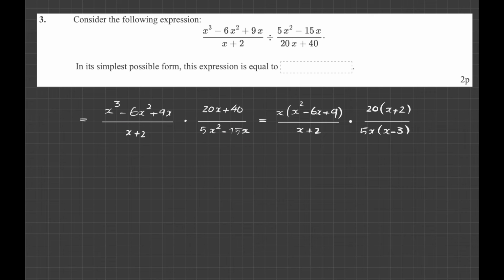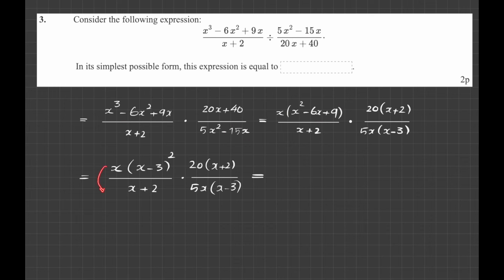But of course, be careful. This is still not fully factorized because that's a squaring rule. So let me just be patient and do it one more step. I write x, and then instead of a pair of brackets, I write x minus 3 to the power of 2, and then I have x plus 2, then multiplied by 20, x plus 2, and finally 5x, x minus 3. Okay. So now you remember from the lesson that you can simplify vertically.